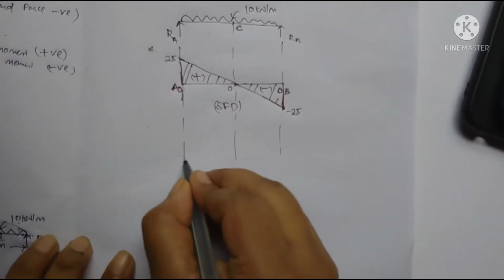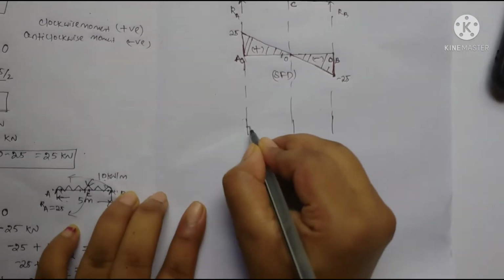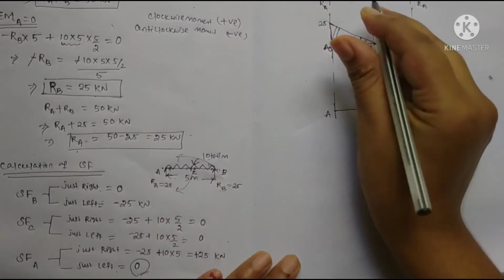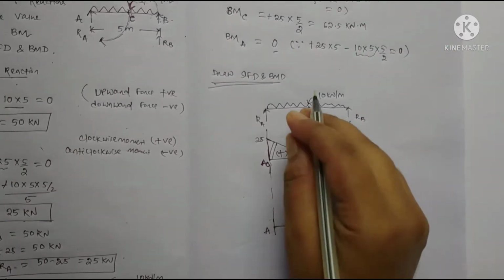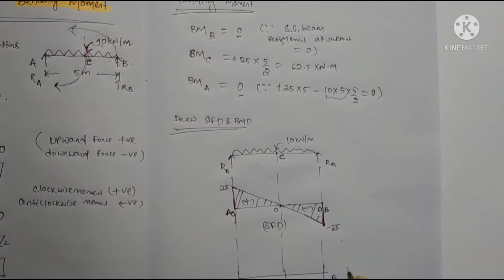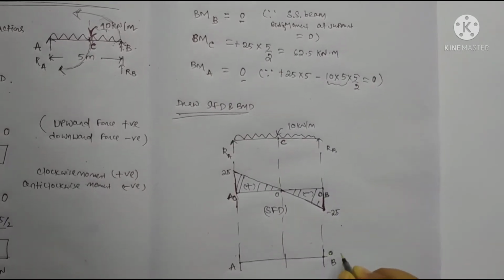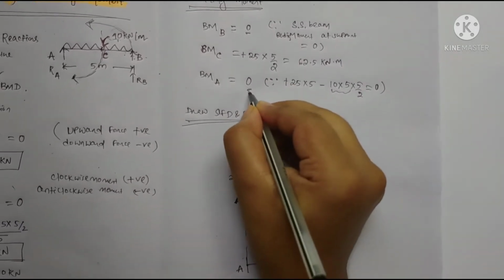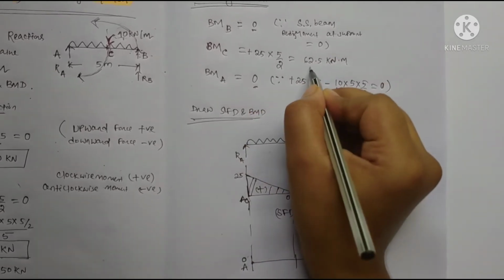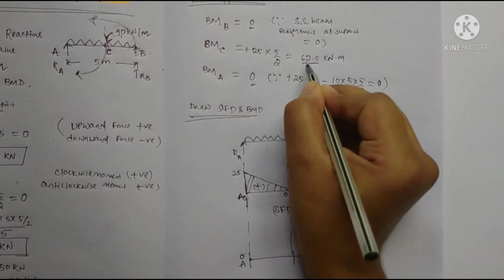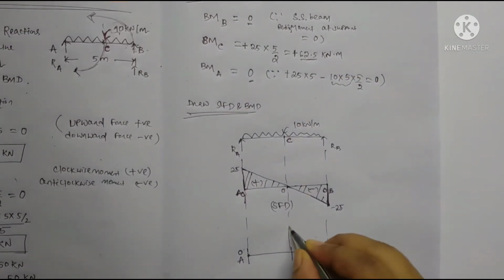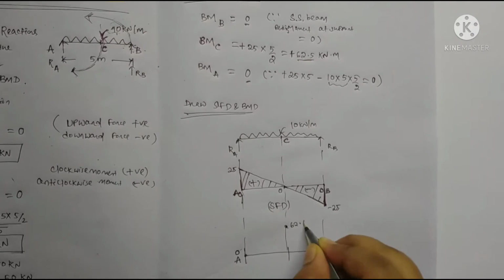Now come to draw the bending moment diagram. This is A, this is B. Now move to the bending moment at point B, that will be 0. So at that point it will be 0. Bending moment at point A, that will be 0. Bending moment at point C, that will be 62.5, that is positive. So here the point is 62.5.